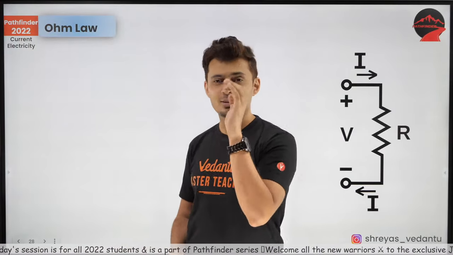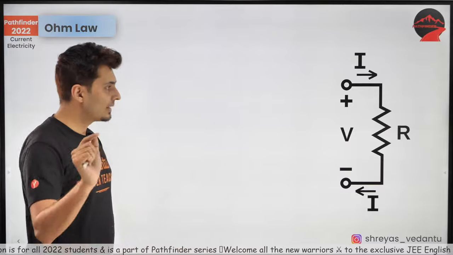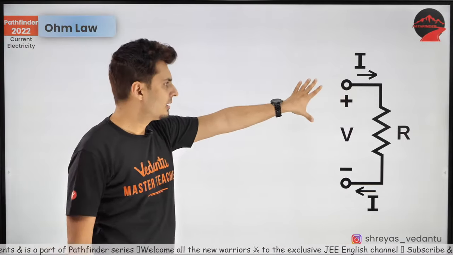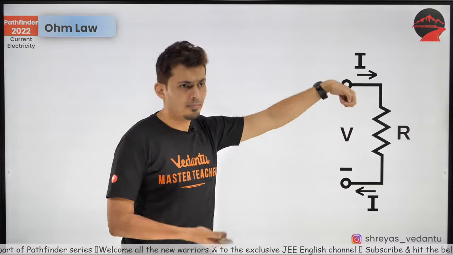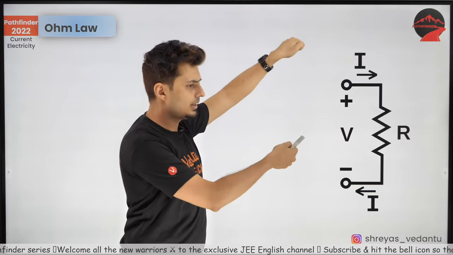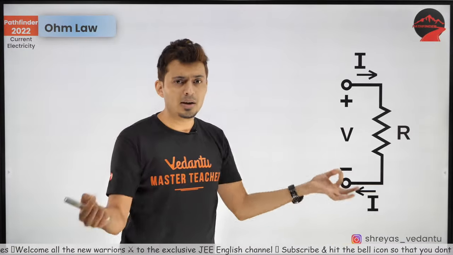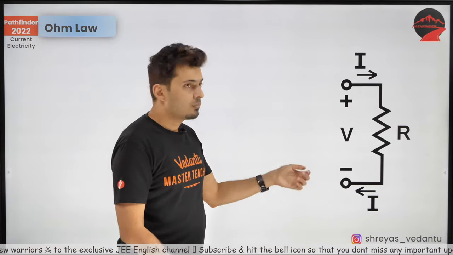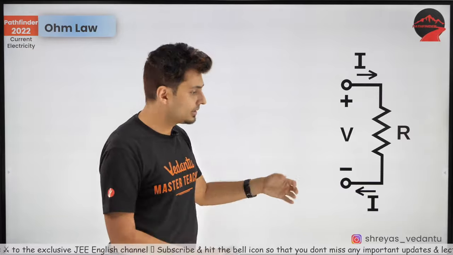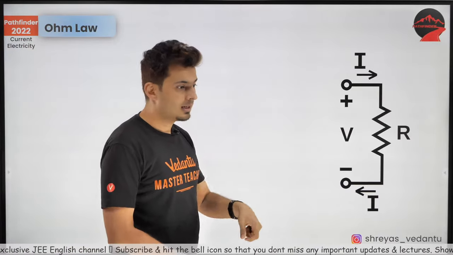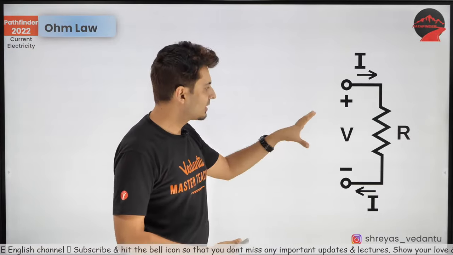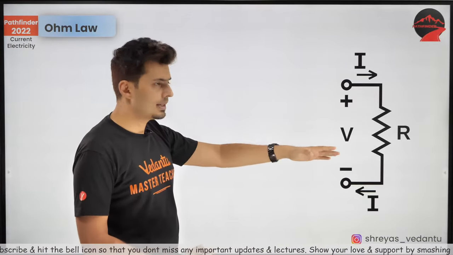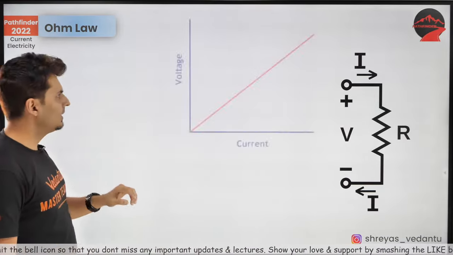First of all, what Ohm did is that he took some device. He passed some current, measured the voltage, measured the current, and then plotted a graph. For different voltages, he took two batteries, saw how much current flows. He took three batteries. What is the voltage? What is the current? He plotted a graph of voltage and current. And guess what? The graph came out to be like this.